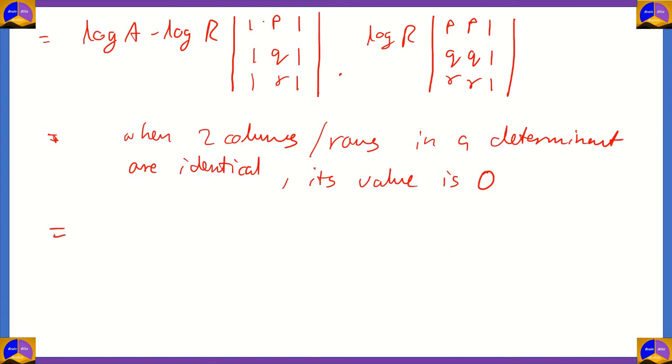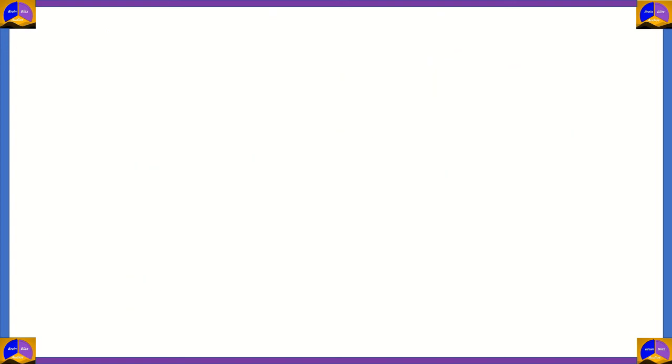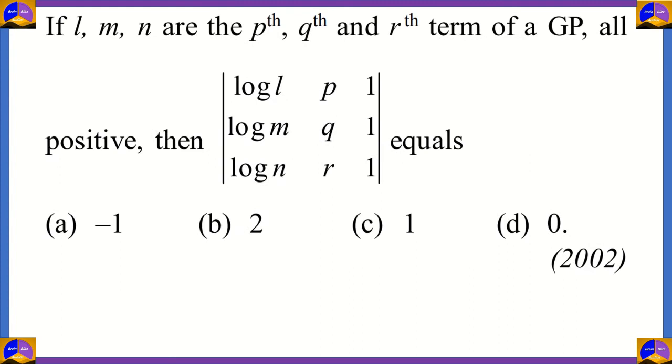As you can see, in the first determinant, column 1 and column 3 are identical, so it will be 0. And in the second determinant, column 1 and column 2 are identical, so the value will be 0. So the total value for this entire determinant, that is log L P 1, log M Q 1, log N R 1, will be equal to option D, which is 0.